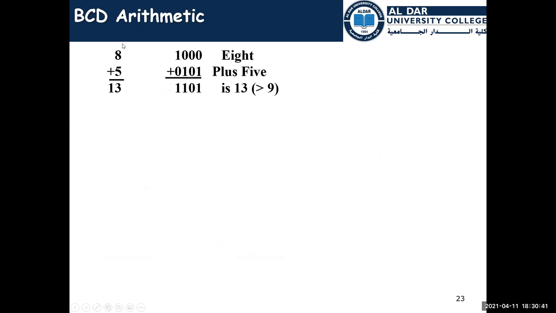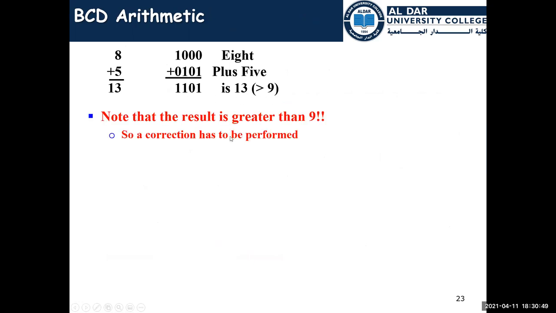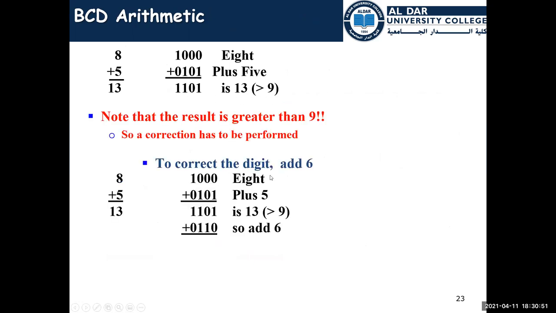Here we have another example. We have 8 plus 5, which is 13, and 13 is greater than 9, so we have to make a correction. We add 6 to the result, which is 13. The result is 0001 together with 1 here. This one is 8, this one is 1, and this one is 3. So it is 13.